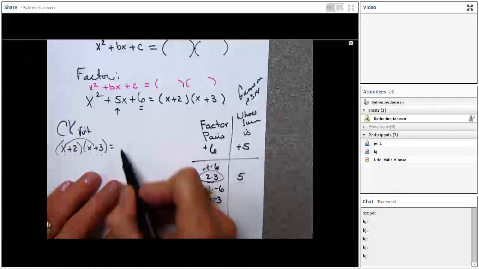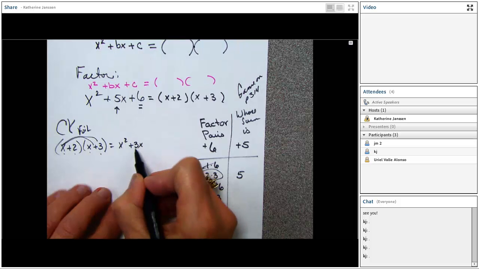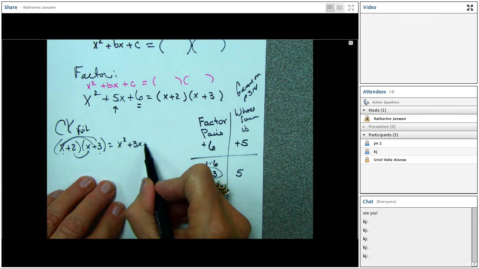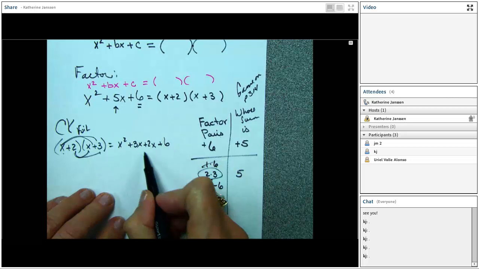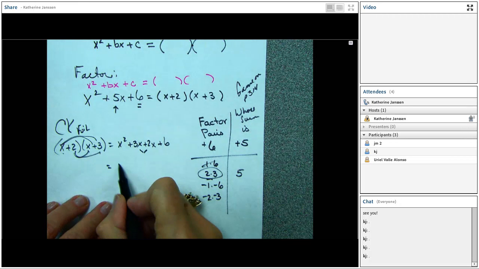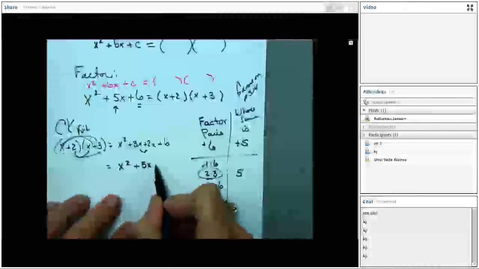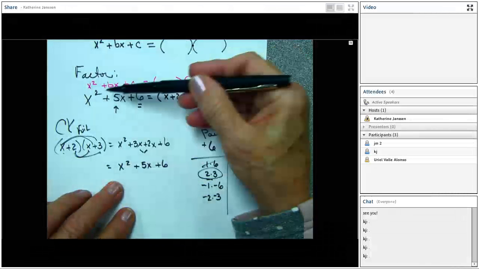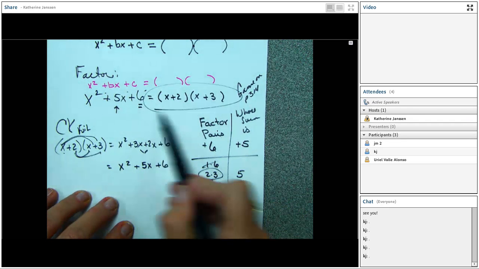x times x is x squared. x times 3 would be plus 3x. Inner terms plus 2x. And my last terms will be 2 times 3 is 6. Remember, with FOIL, we expect that we can collect those like middle terms. x squared plus 3x plus 2x is 5x plus 6. x squared plus 5x plus 6. You can circle your answer.